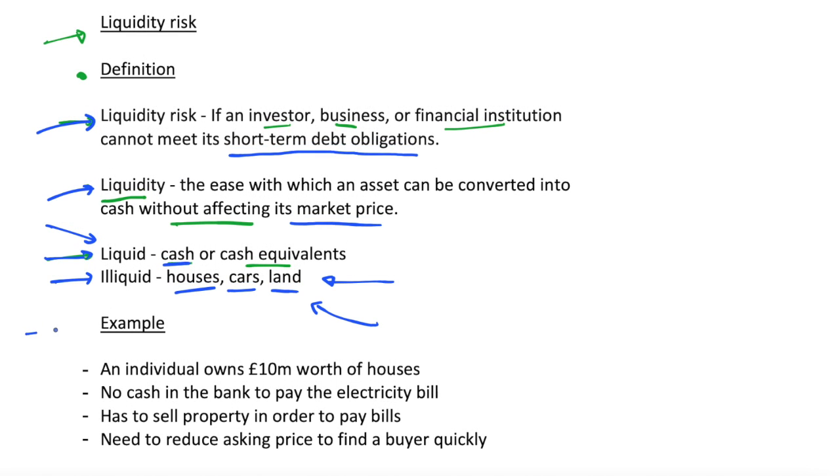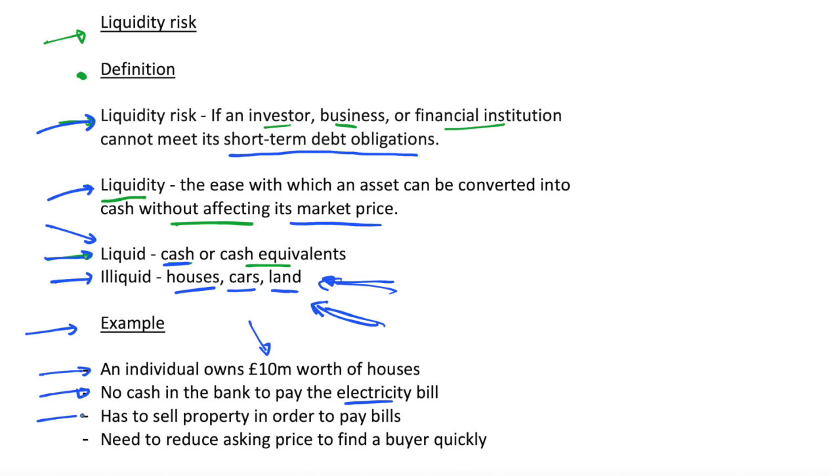Let's make this idea a bit more concrete with a quick example. So imagine that we just have some individual that owns £10 million worth of houses, and we've said that houses are illiquid assets, so they're very difficult to convert into cash quickly. And this individual has just spent all of their money on houses. This may be one house or, say, 20 houses that sum up to £10 million, but they've left themselves no cash in the bank just to pay their basic bills, say electricity, heating, and water, and so on. Well, there's not much point owning all these houses if you can't pay for the basic bills. You can't even get the lights on.